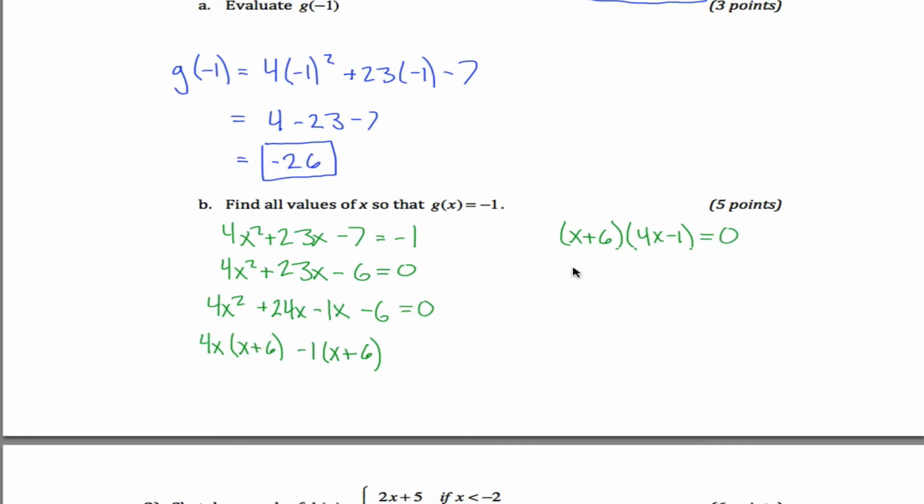You've now factored. You got something times something equals 0. That can only happen if one of those two things equals 0. So set them both equal to 0 and solve. Get two solutions. You can check your answers if you feel like it, but you don't need to over here because there's no information lost in this solving process. Get your answers, call it good, and move on.